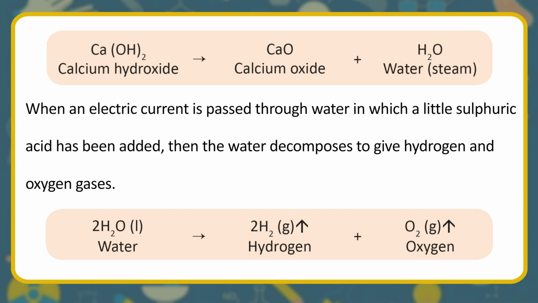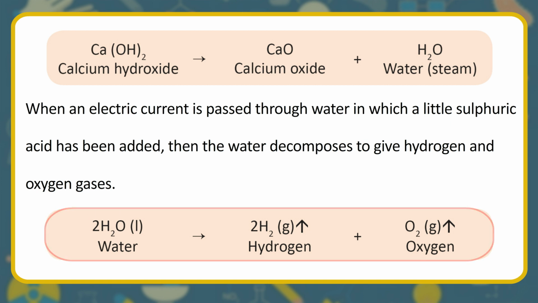When an electric current is passed through water in which a little sulfuric acid has been added, then the water decomposes to give hydrogen and oxygen gases. 2H2O(l) gives 2H2(g), hydrogen, plus O2(g), oxygen.